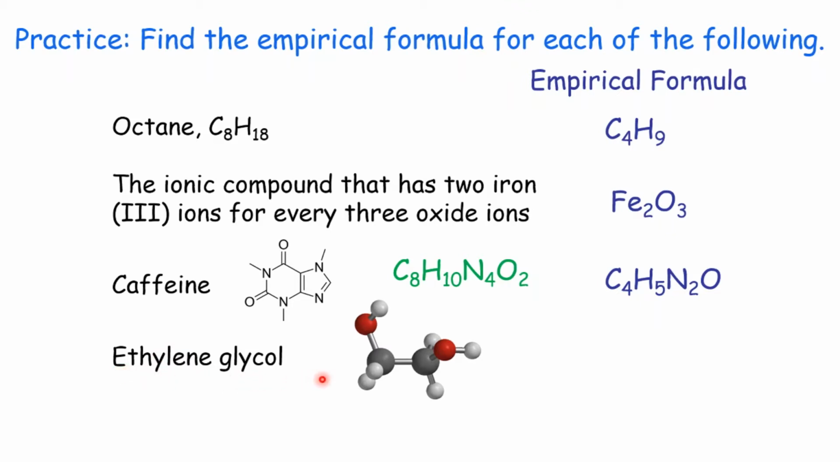Ethylene glycol. Okay, so you see you have 2 carbon, and then the little gray ones are hydrogens, 2, 3, another 3, that's H6, and then the 2 red ones, they are oxygen, O2. So that's the molecular formula. Divide everything by 2, we have C1, H3, O1. Of course, for subscripts, if it's 1, you just don't write it down.